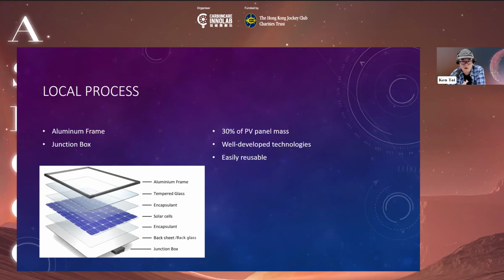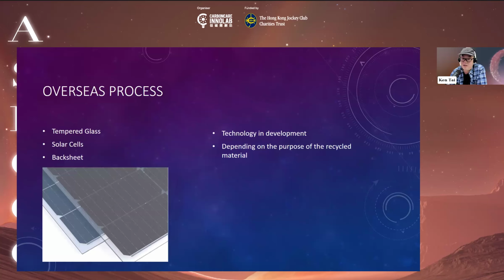And this part can be done locally. What I was thinking is the remaining 70%, namely the tempered glass, the solar cells, and the back sheets. Those, I think, can be stored locally until they reach a certain amount and then shipped overseas to what I was thinking of as a centralized processing center. In this case, that processing center can ensure the supply annually, so it will be more worthwhile to invest in it, and it can be more cost effective.